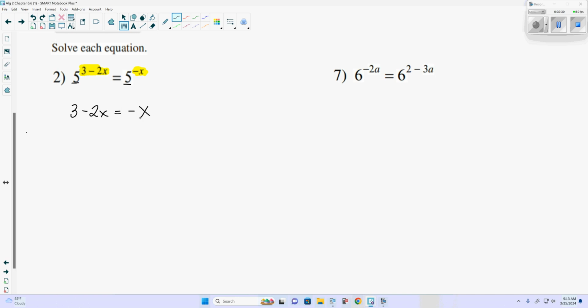If we have an equation where we have one base on either side, and those bases are the same, then the exponents have to be also. The only way 5 to the 3 minus 2x will be the same as 5 to the negative x is if 3 minus 2x is equal to negative x. Questions on this here? Solve for x.